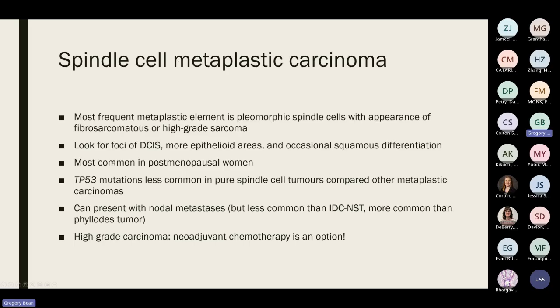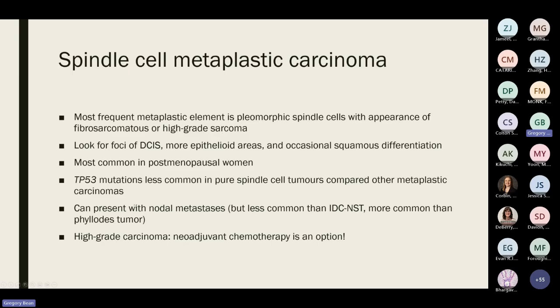Spindle cell metaplastic carcinoma is most common in postmenopausal women. P53 mutations are less common in spindle cell tumors compared to other metaplastic carcinomas. Not really helpful on an individual basis, but sort of interesting as a group. They can present with nodal metastases less commonly than IDC-NST, but more commonly than a phyllodes tumor, which is often in the differential diagnosis of a metaplastic carcinoma.